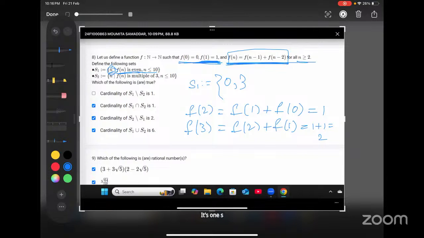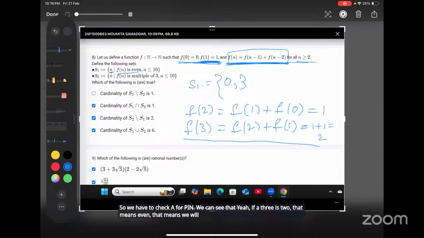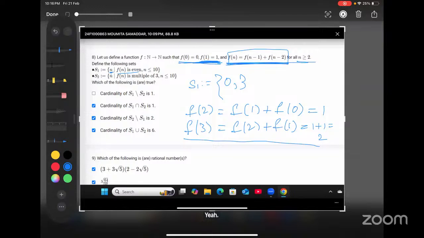What is the definition of S1? We will take n when f of n is even. So we have to check f of n. F of 3 is 2, that means even, so we will take 3 inside the set. Understood. Similarly, we have to check up to 10. If the output of Fn is even, then the n value has to be taken. This is the definition of S1. Clear? What is f of 4?